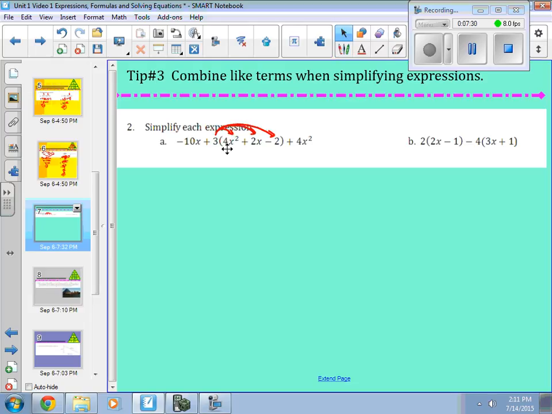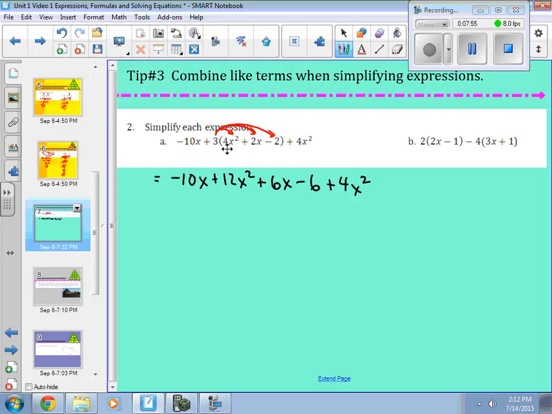Okay, so let's do that. We get negative 10x plus 12x squared plus 6. 2 times 3 is going to be 6x. 3 times 2 is again 6. And then we get that plus 4x squared. Okay, there's no more multiplying or dividing left to do, so we're now on our last step, add and subtract all these together, but we only can do like ones.